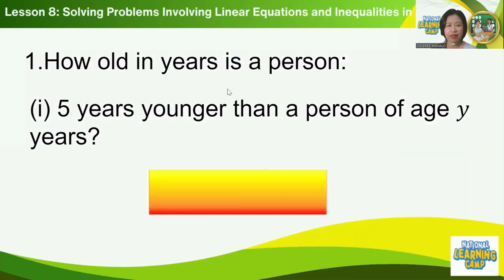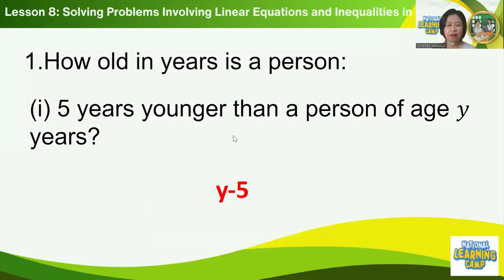How old in years is a person 5 years younger than a person of age Y years? Answer, Y minus 5. Why Y minus 5? So it is here 5 years younger. Younger means minus. Y minus 5.